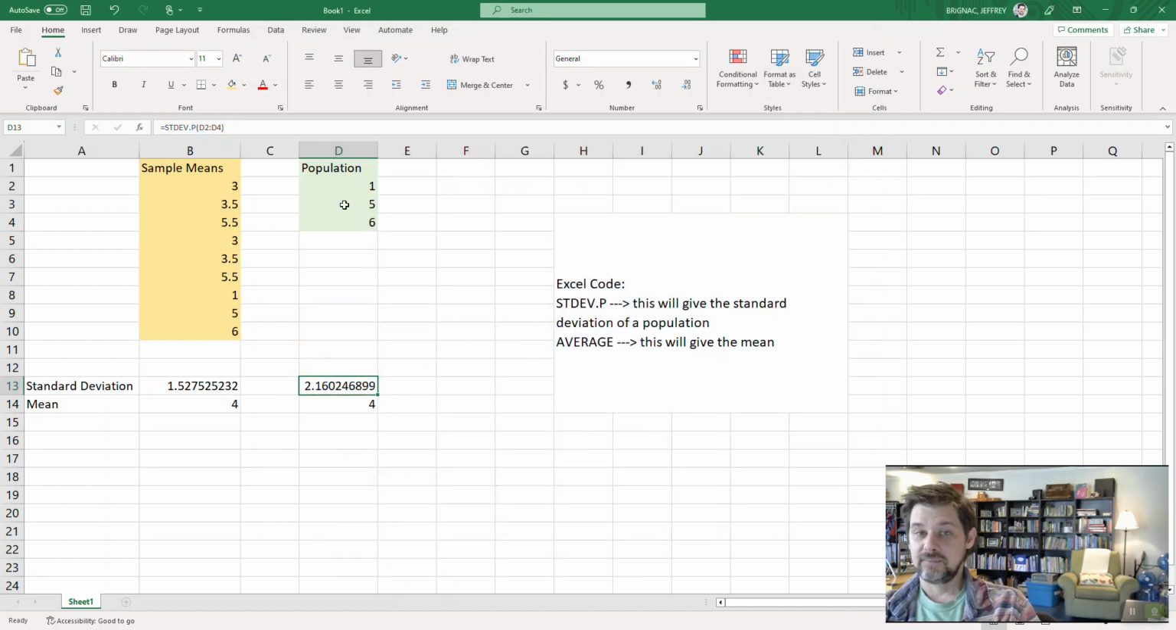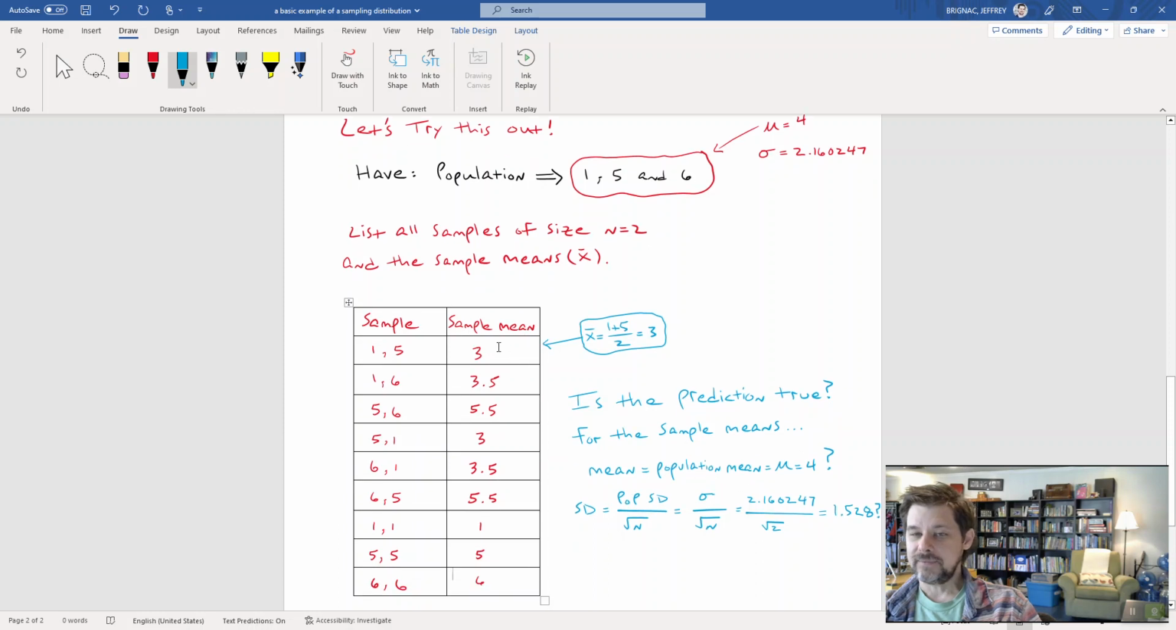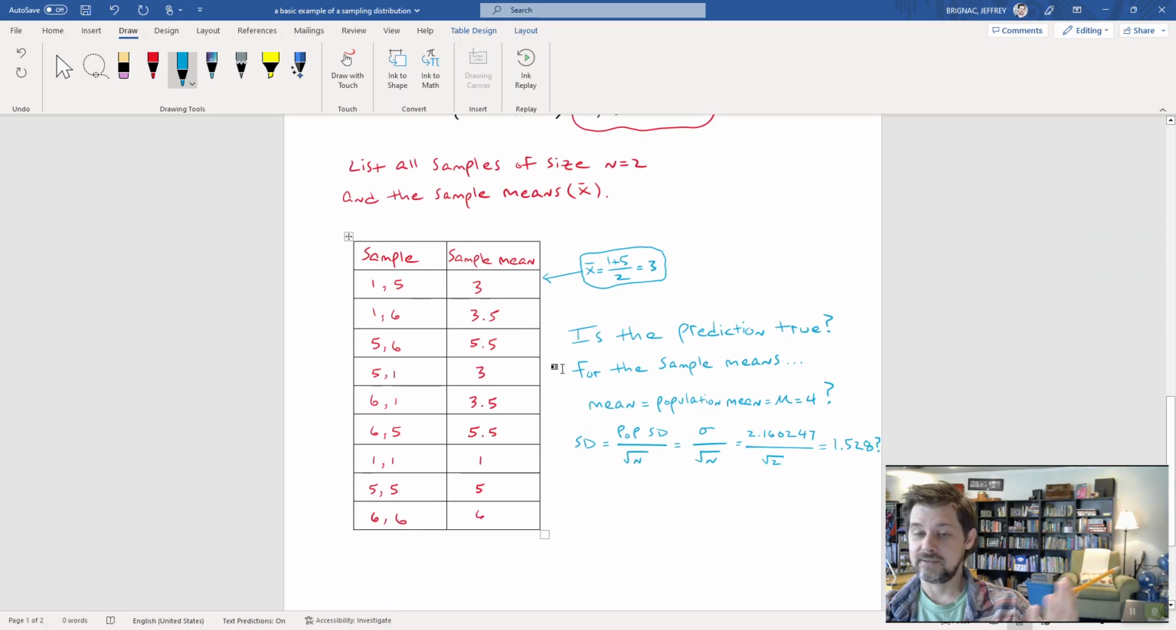So for the population 1, 5, and 6, the mean is 4 and the standard deviation is 2.160247. So that's how I got that; I worked that out ahead of time of doing the video. And then what about the sample means? Sample means 3, 3.5, 5.5, 3. Is the prediction true? The mean is 4 and the standard deviation 1.528. That's what the equations we're given predict would happen if I did this.